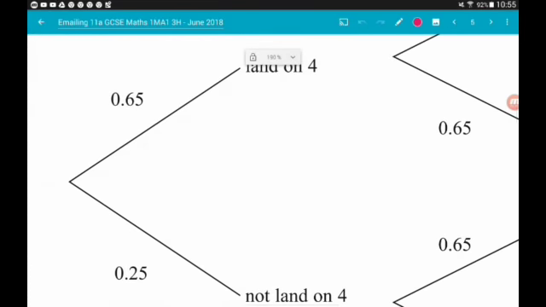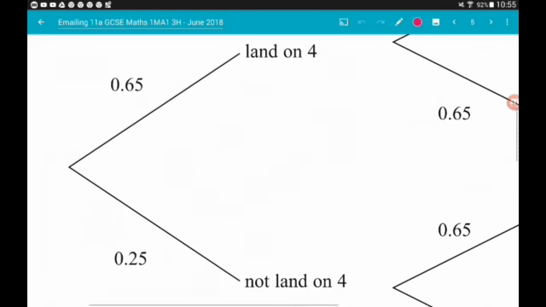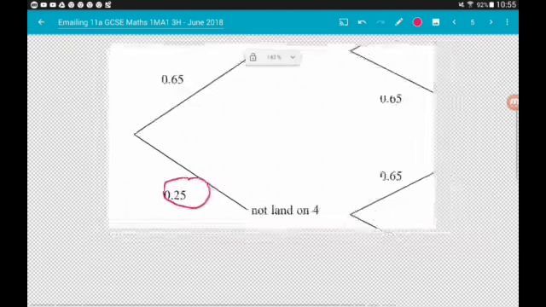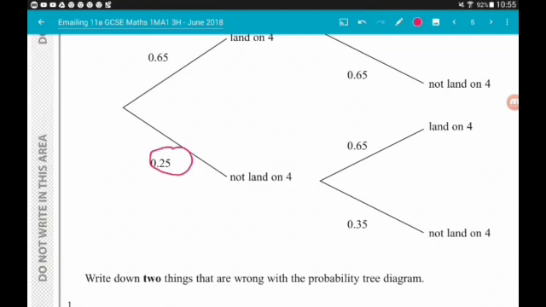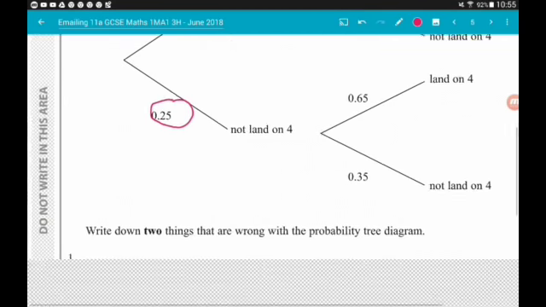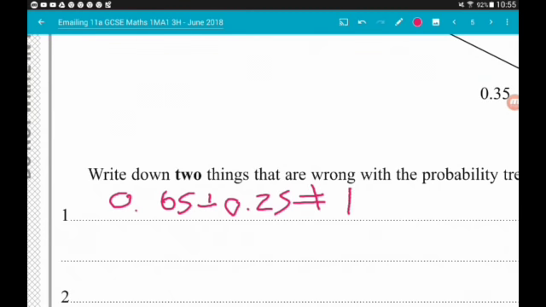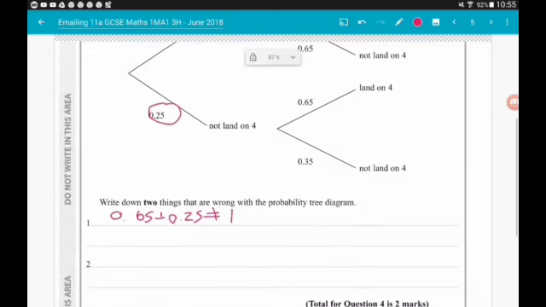On the first branch, probability that we land on a 4 is 0.65. That's right. And then the probability of not landing on a 4 is 0.25. So remember, probability always has to add up to 1. So we could say 0.65 add 0.25 is not equal to 1. So there's his first mistake.